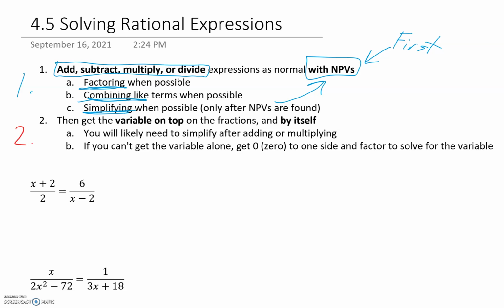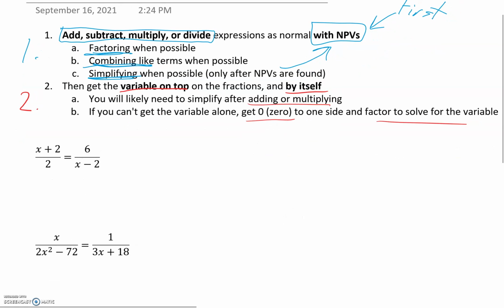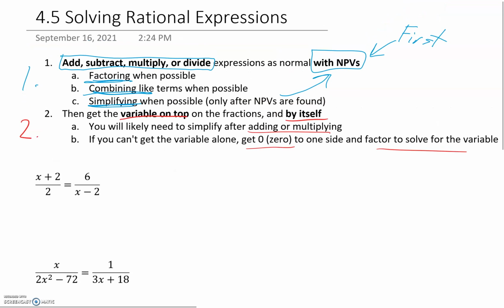The second step is to actually solve, to get the variable on top and by itself. You will likely need to simplify after adding or multiplying. And if you can't get the variable alone, get a 0 to one side and factor to solve for the variable. So let's get started on one of these.